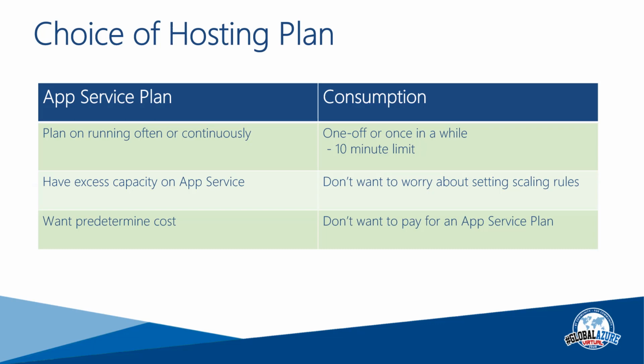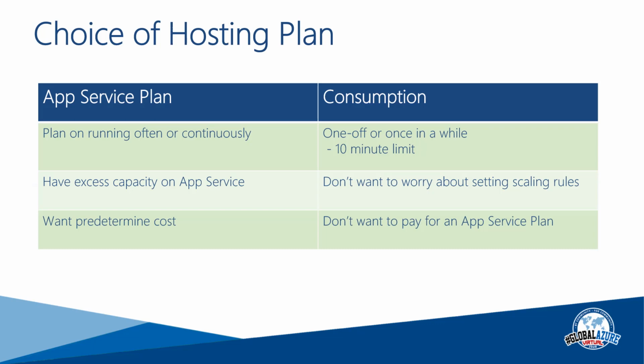Now, when would you go with the consumption plan? Well, if you have something that's one-off or once in a while, then you would want to go with the consumption plan. For instance, let's just say that I have a webhook in GitHub. I want to fire this webhook whenever someone does a commit into one of my branches. I'm not going to create a whole app service plan that's going to cost me $73 a month for some events that might happen a dozen times per month, or if I'm lucky, a couple hundred times per month.